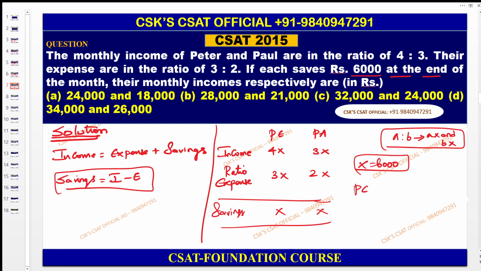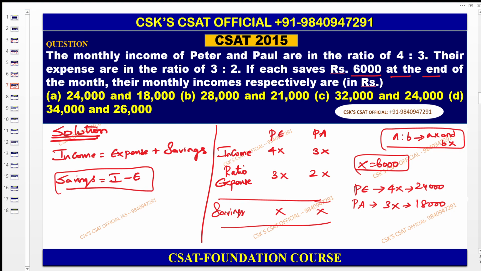For Peter, 4x, which is 24,000. For Paul, 3x income, therefore 18,000. The answer here is option A.